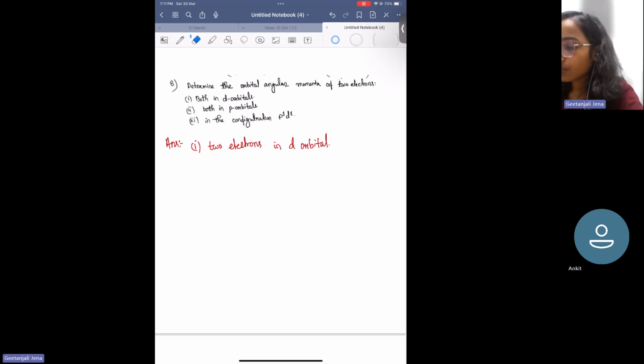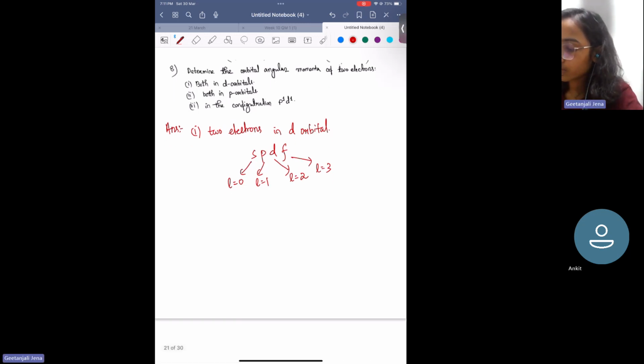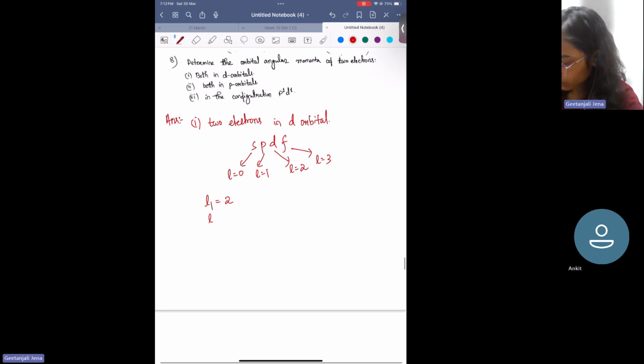For different types of orbital, let's say we have s, p, d, f orbital. You know that for s, L is 0, for p, L is 1, for d, L is 2, and for f, L is 3. This one you know from the definition. So now we have two electrons in d orbital. That means for the first electron L1 is 2, and for the second electron L2 is 2.